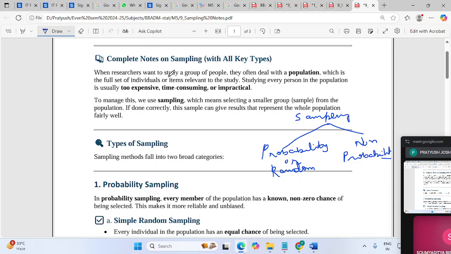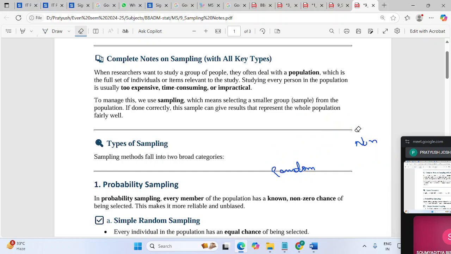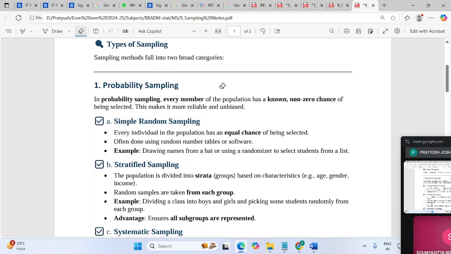Let us assume you want to find the average height of all the undergraduate students in Brainwell University. If you do that, you will have to measure the height of all the 14,000 students who are there right now, which is not practical, which is not feasible.